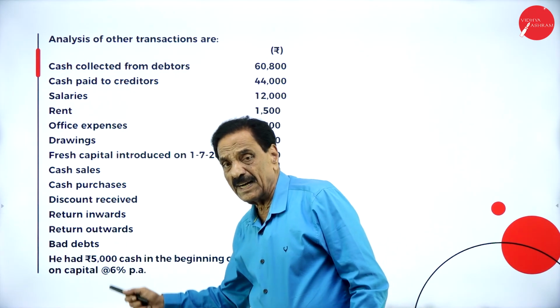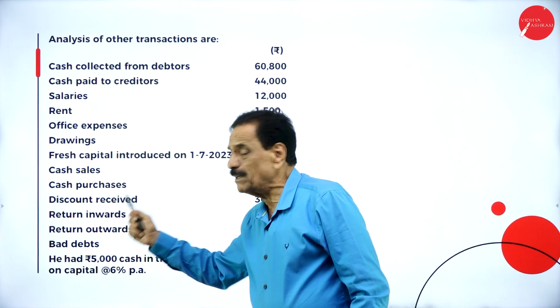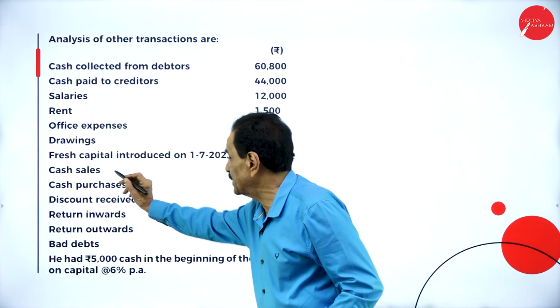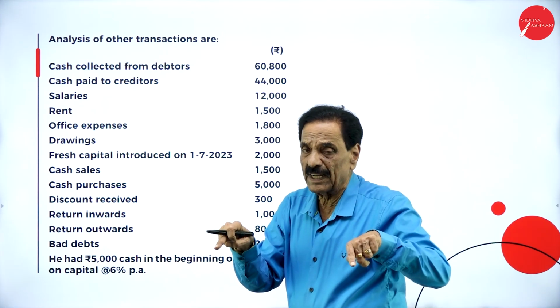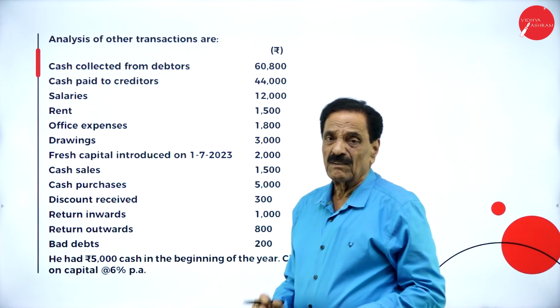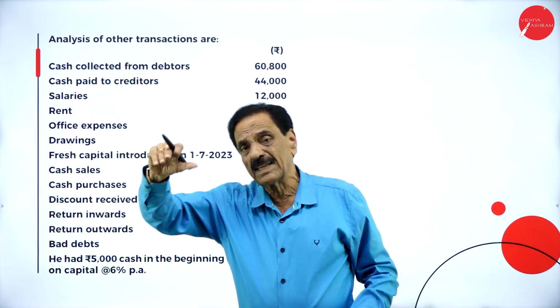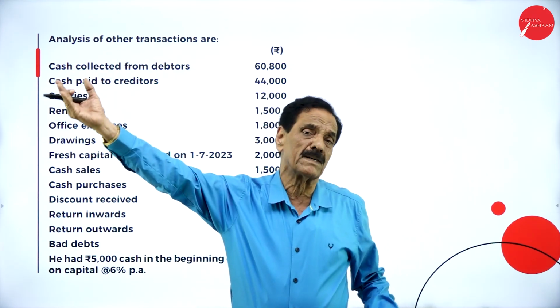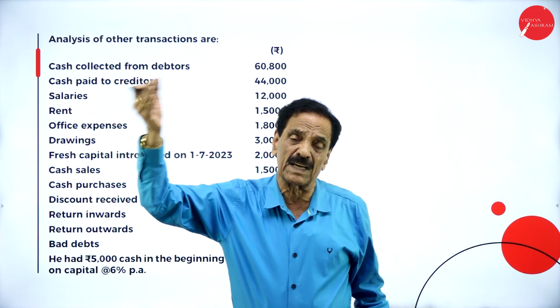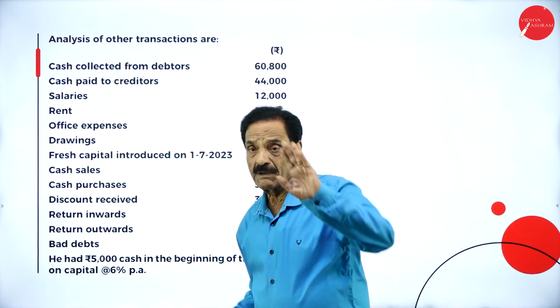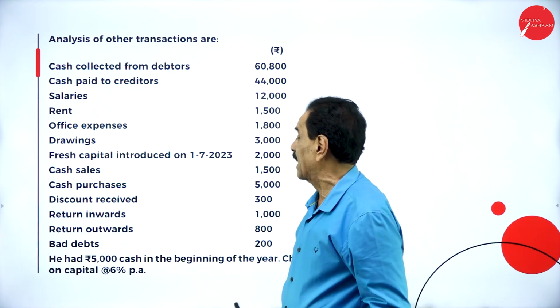While you are doing the trading account, it will come on the debit side of the trading account. Cash purchases, so sales is income. While you are doing the trading account, it will come on the credit side. It may be cash sale, and the credit sale will come in the debtor account. Cash sale will come in the cash book. It will come on the credit side of the trading account. Cash purchase will come on the debit side of the trading account.